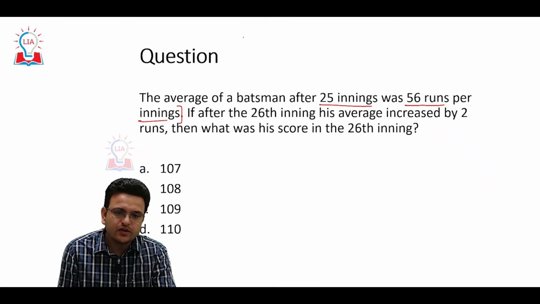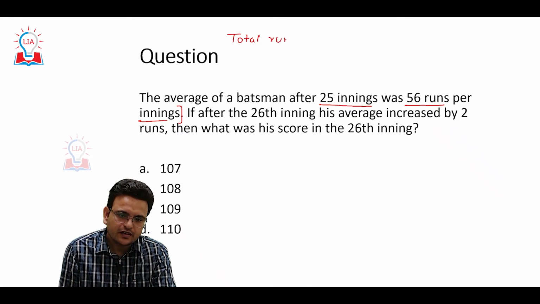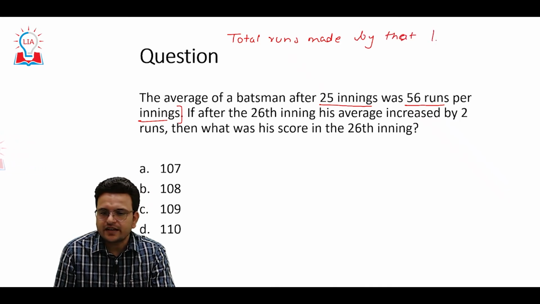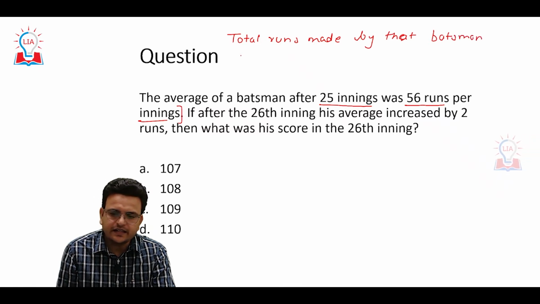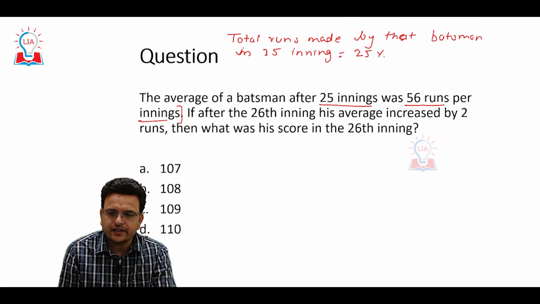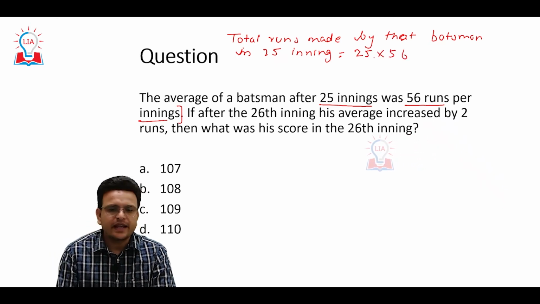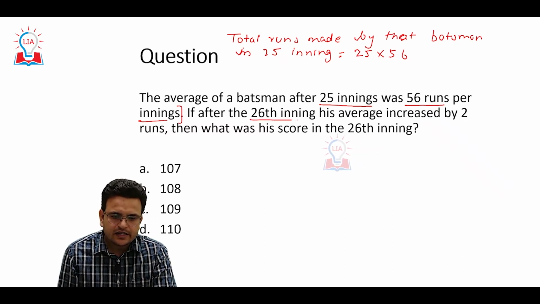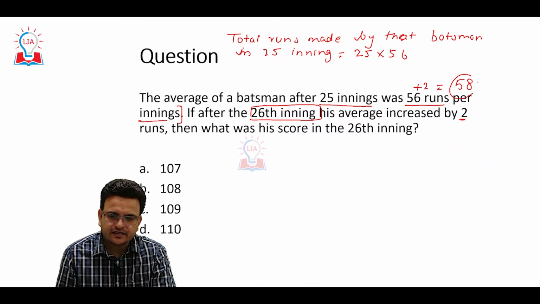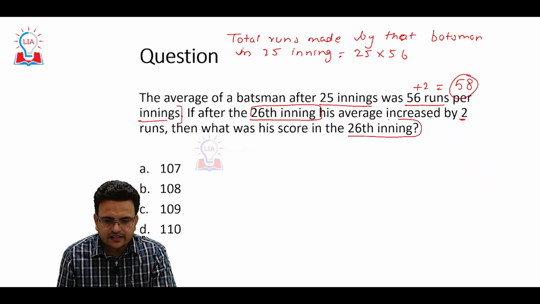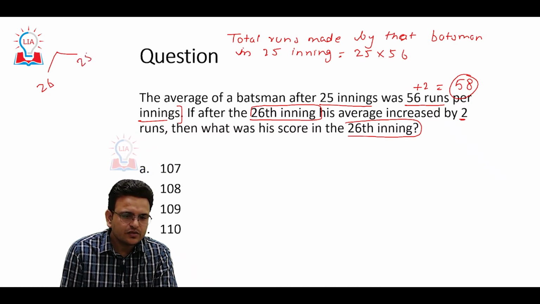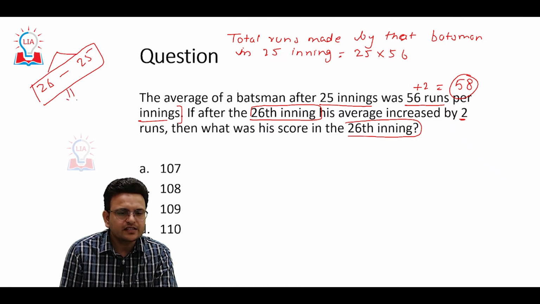So first of all, if I want to calculate the total runs made by that batsman in 25 innings, it will be 25 into 56. Simple. Now, if after the 26th inning his average increased by 2, so the average becomes 58, what was his score in the 26th inning? Here, if we get the total score in 26 innings and the total score in 25 innings and subtract, we are going to get the score of the 26th inning.